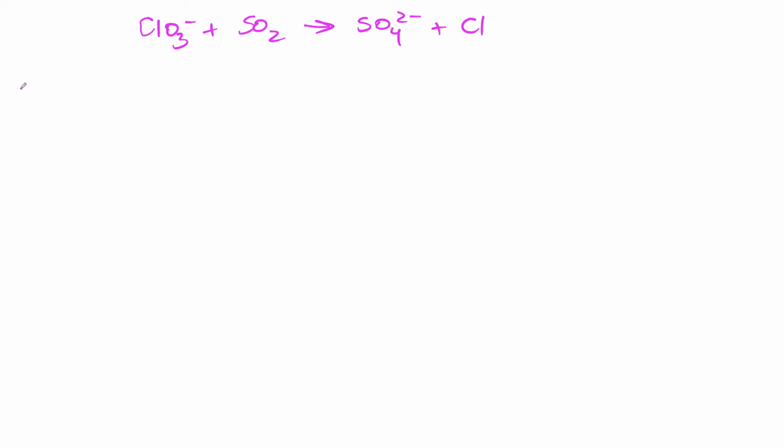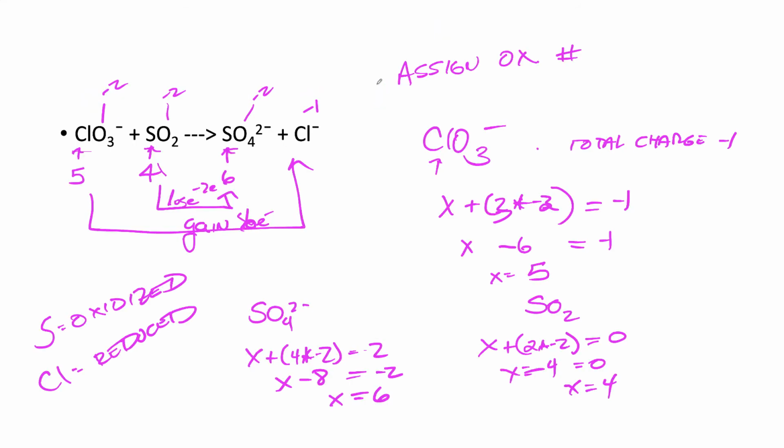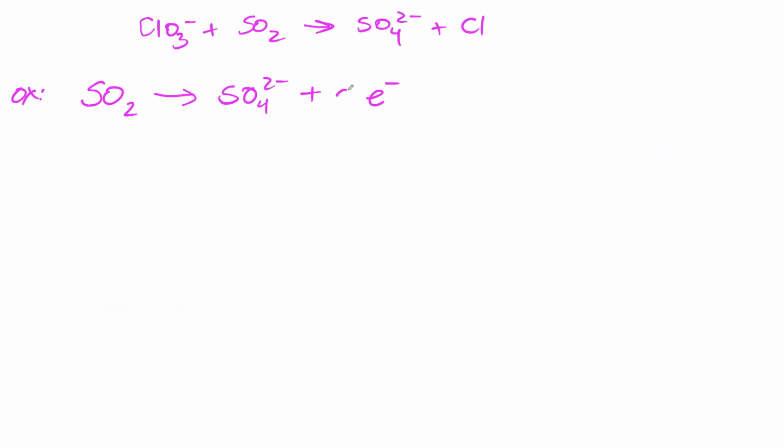So the oxidation reaction is going to be just the sulfur going to SO4 minus plus so many electrons per sulfur. As each sulfur goes from +4 to +6, it's losing 2 electrons. So we have 2 electrons on the right hand side, indicating that the sulfur is losing the 2.